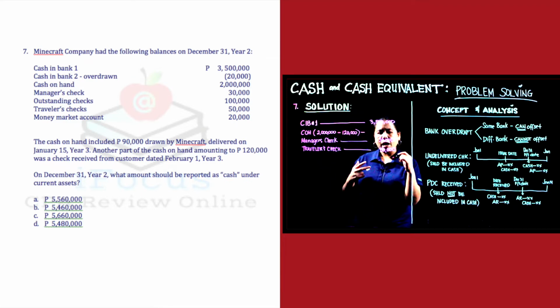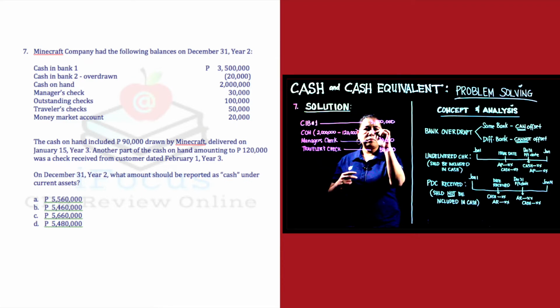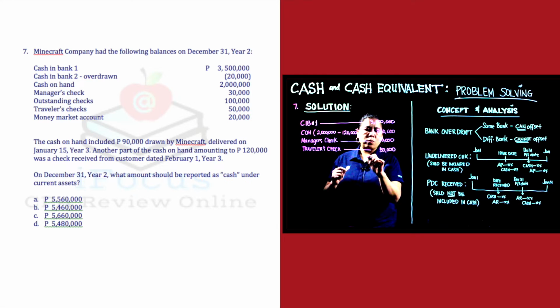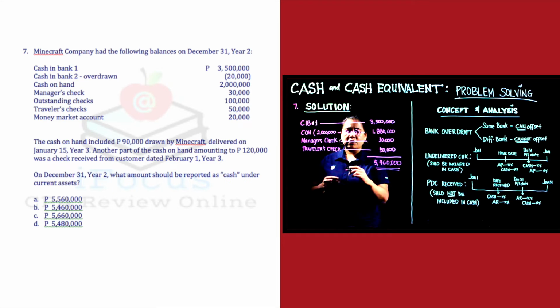So, we come up with the cash on hand of 1,880,000. So, we have a total cash of 5,460,000. Yan po ang answer natin. And our answer is letter B.